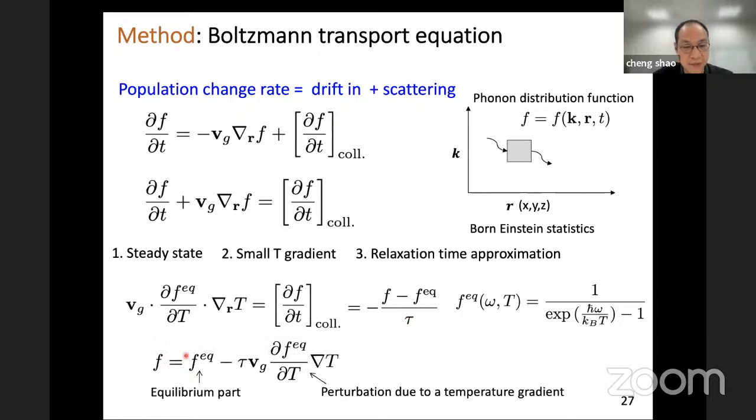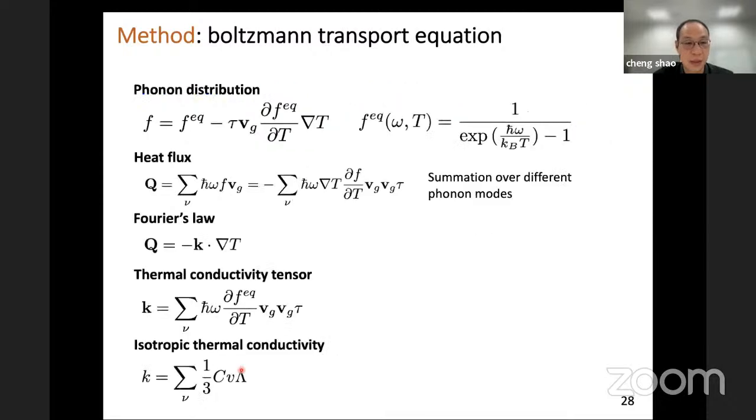After that, the total distribution of the phonon particles is equal to two parts. One part is the equilibrium part, which follows the Bose-Einstein statistics. And another part is the non-equilibrium part, which is driven by the temperature gradient in the system times the relaxation time of the certain mode. So the phonon population is the most fundamental property to study the thermal property of the system.